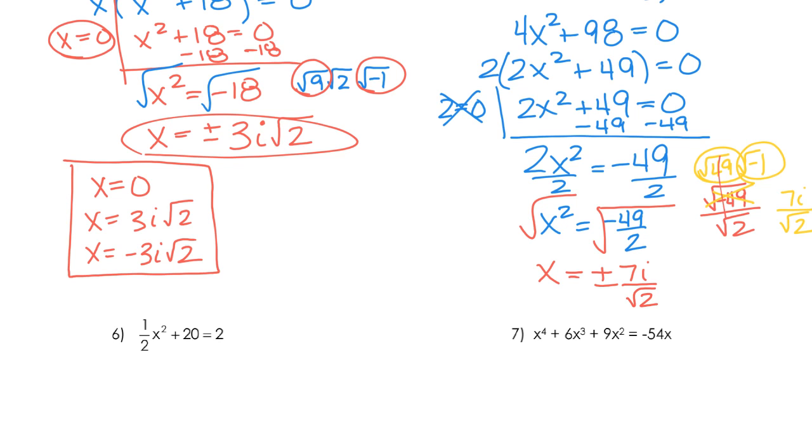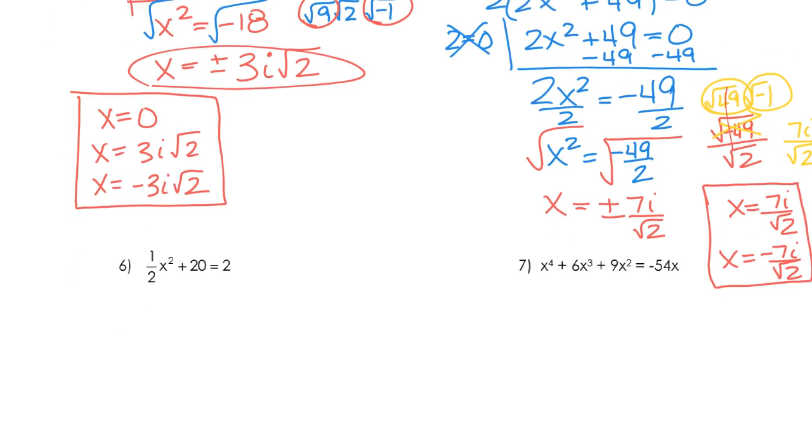All right, and there's your two answers. So you have x equals 7i over radical 2, and then you have x equals negative 7i over radical 2. And there's your two answers in simplest a plus bi form. Okay, I won't read you too much about that one. All right, let's take a look at number 6.